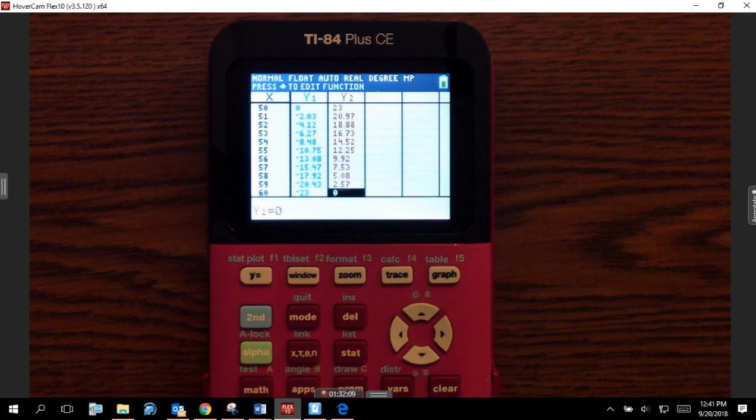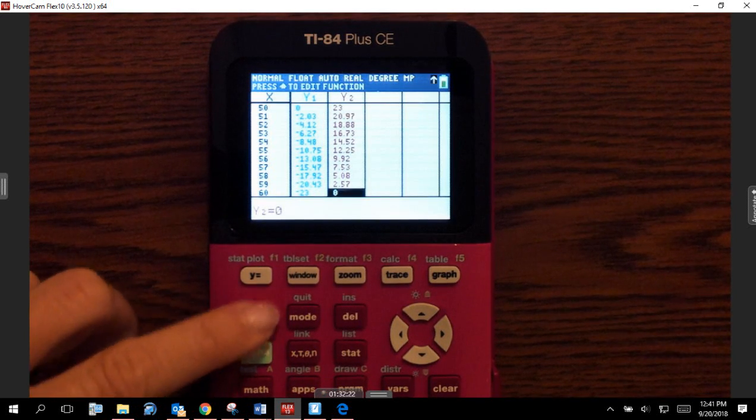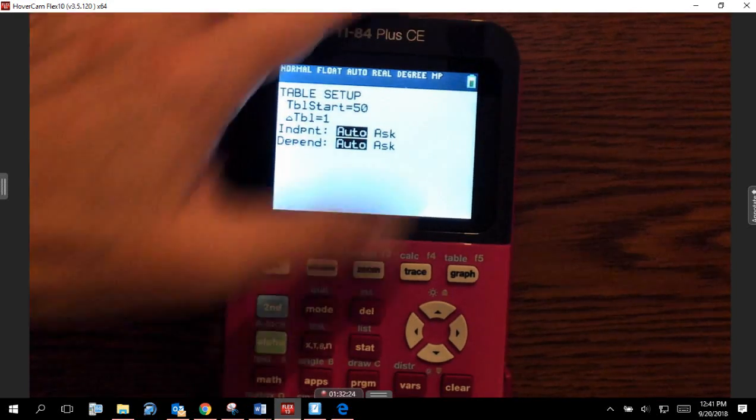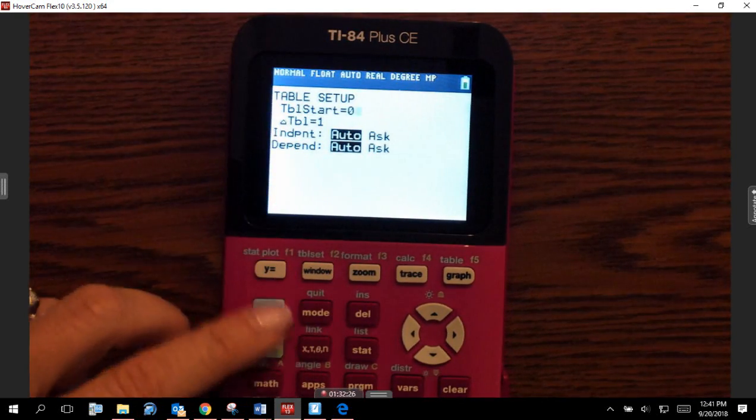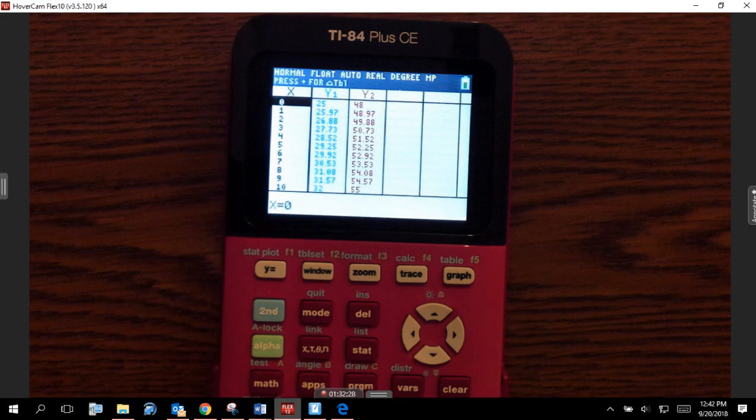All right? I love the table. The table's helpful. If I want to know where x is 0, how can I jump to that on the table so I don't have to scroll? Table set, right? Second, and then table set. And I could just type in 0. Or you can type in whatever, wherever you want to go in the table.